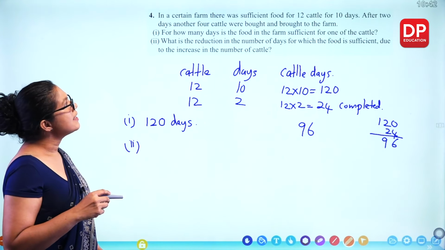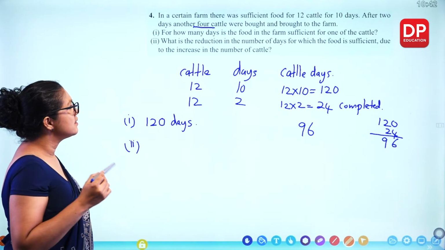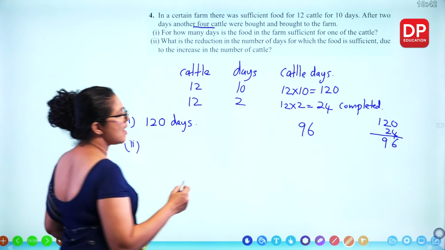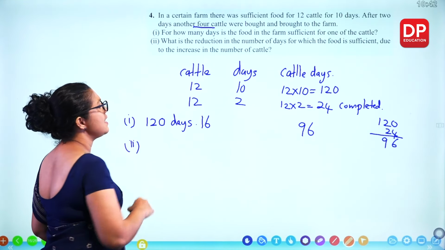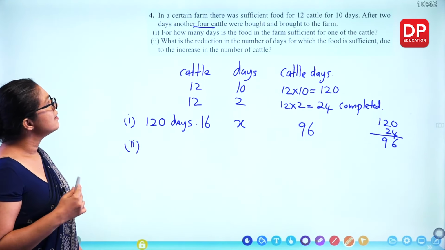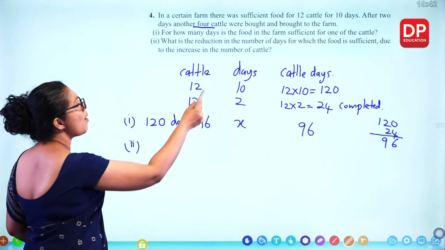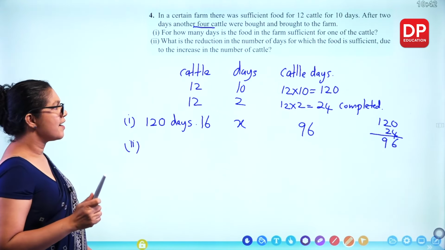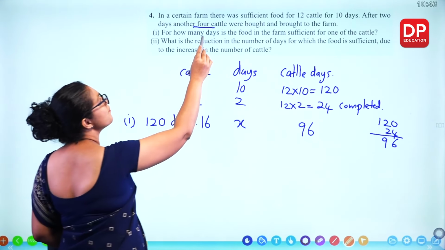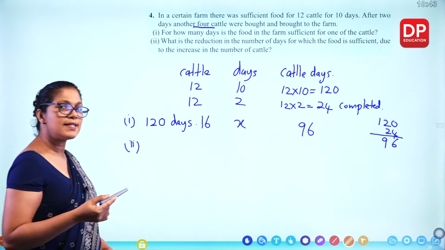And after that they bought how many altogether? They bought another 4 cattle. So 4 cattle means earlier 12, 12 plus 4, 16 cattle now. So here we can write down 16 here. Now they are asking how many days they can survive. What is the reduction in the number of days for which the food is sufficient? So first, if this is normal way, how many days for one cattle? 120. For 12 cattle, only 10 days they can survive. But after 4 more cattle in the farm, what happens to number of days? Number of days should be reduced.